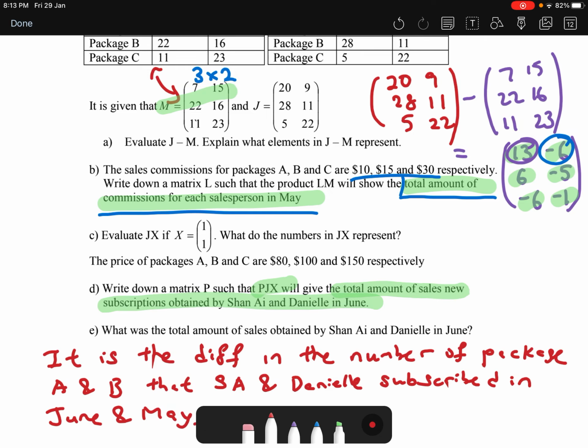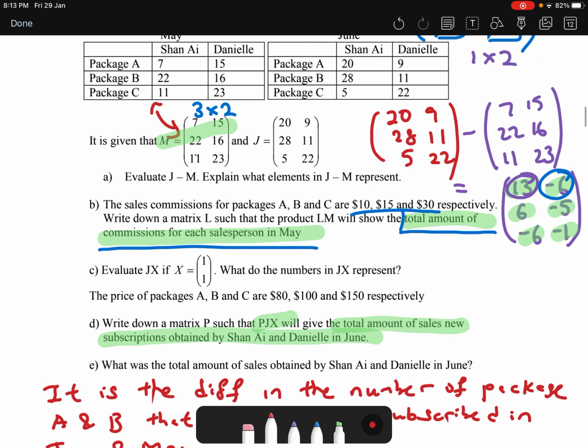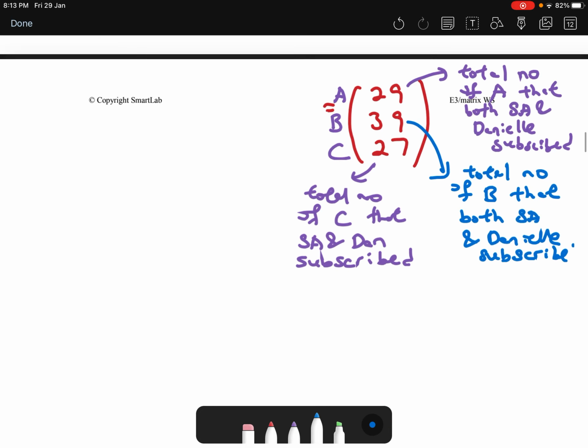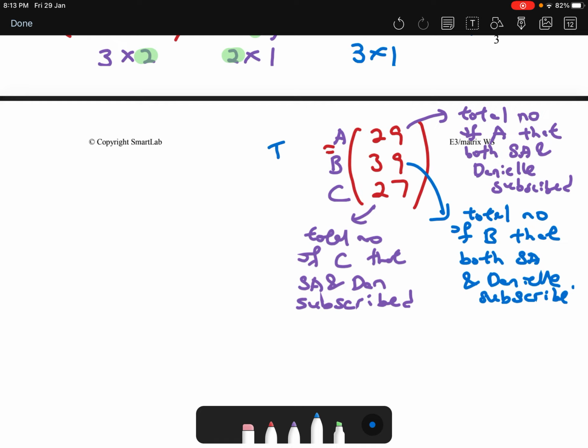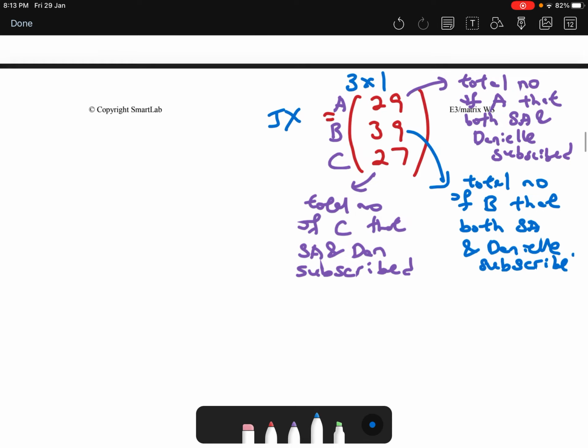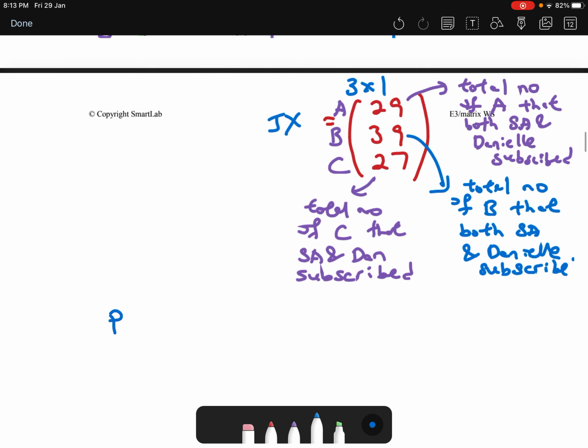So our matrix should be this, a 1 by 2 matrix. This is Shan Ai, this is Daniel. And of course we determined the JX already. Our JX is this. So JX is a 3 by 1 matrix. Now we want to multiply by P.